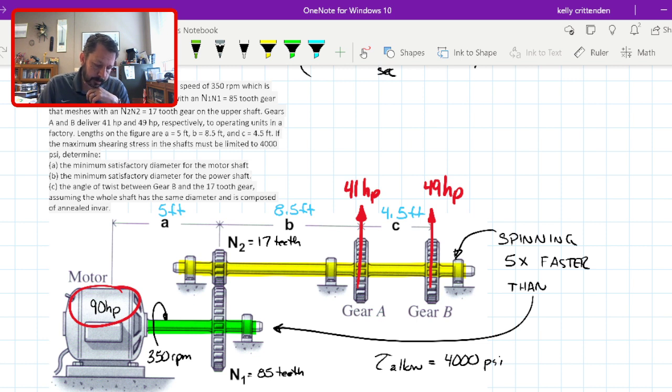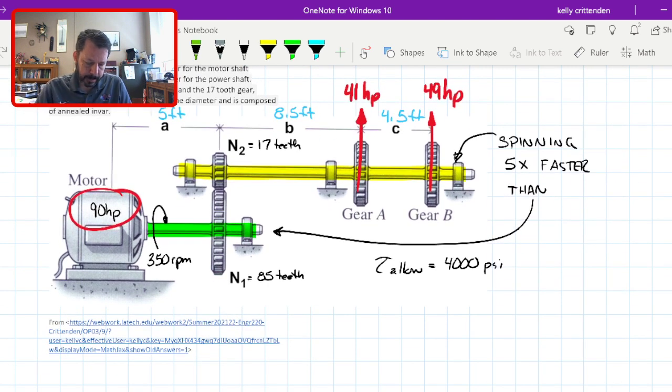Determine the minimum satisfactory diameter for the motor, the green shaft, the minimum satisfactory diameter for the power, the yellow shaft, and then based on those shafts, the angle of twist between gear B and the 17, so the smaller pinion gear there, pinion. Assuming the whole shaft has the same diameter, which is that smaller minimum satisfactory diameter, and it's made of annealed ENGR. Seems like I've been getting that annealed ENGR material quite a lot lately.